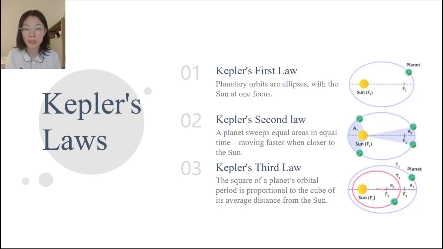Kepler's first law shows that planetary orbits are not perfect circles, they are ellipses, with the Sun set at one focus. Through Kepler's second law, we discover that planets speed up when they are closer to the Sun, sweeping equal area in equal time. And Kepler's third law found a mathematical relationship. The square of a planet's orbital period is proportional to the cube of its average distance from the Sun.